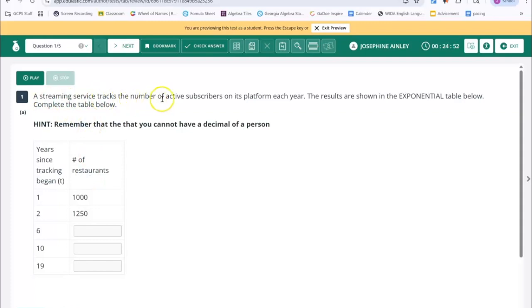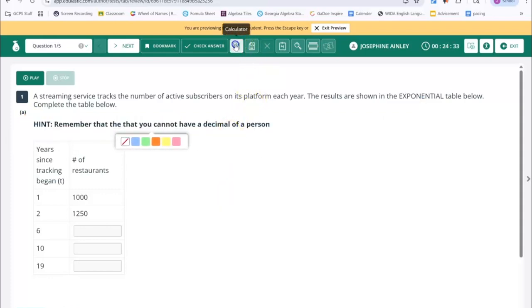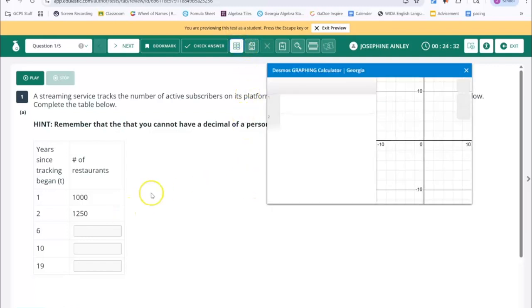A streaming service tracks the number of active subscribers on the platform each year. The results are shown as an exponential table. So if they tell you it's exponential, it is exponential. Complete the table below. So I have years since tracking began and the number of subscribers. And there's a hint here that says, remember that you cannot have a decimal of a person. So create the table. I know this is exponential.